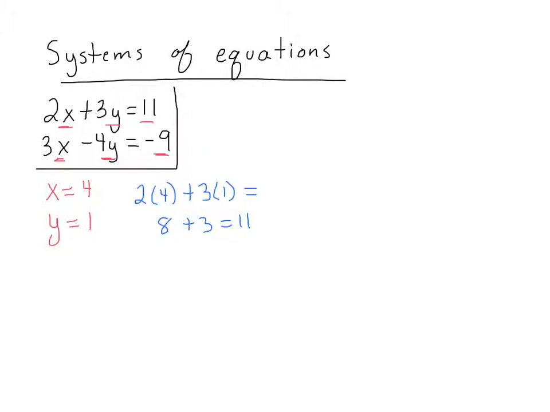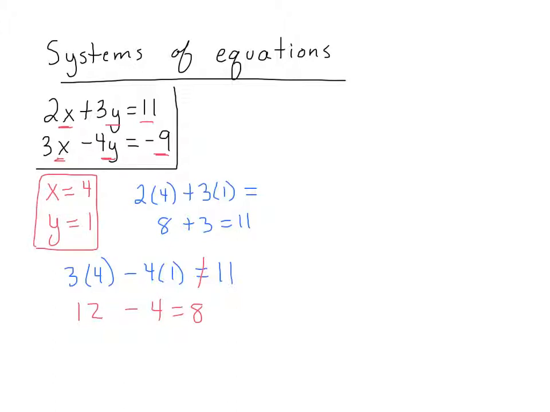But that would also have to work for the bottom equation. Let's plug it into the bottom one. So I've got 3 times 4 minus 4 times 1, and that would also have to equal negative 9. Well, 3 times 4 is 12, minus 4 equals 8. It does not equal negative 9. So this could not be a solution to the system of equations because that x and that y did not work in both equations.